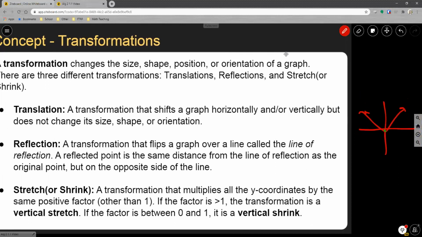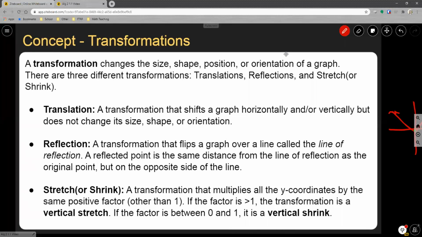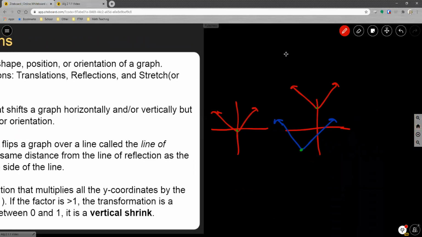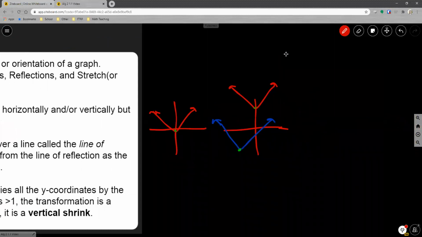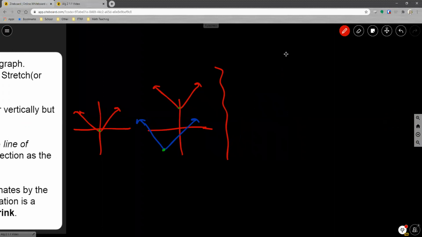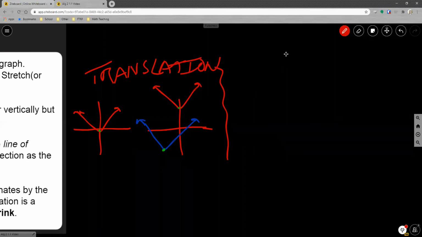So that's a translation. A reflection is a transformation that flips a graph over a line called the line of reflection. A reflected point is the same distance from the line of reflection as the original point, but on the opposite side of the line. So I'm going to do a reflection. I'll do that a little bit farther away. I took up more space than I should have. So this is a translation. This is going to be a reflection.